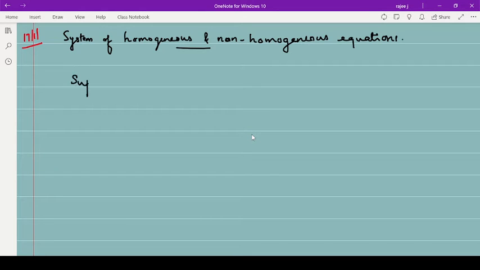Suppose a11 x1 plus a12 x2 plus etc. plus a1n xn. This is the general equation, equal to say b1. Similarly, a21 (this is matrix element notation, a11, a12, a13 like that), a21 x1 plus a22 x2 plus etc. plus a2n xn equal to say b2.